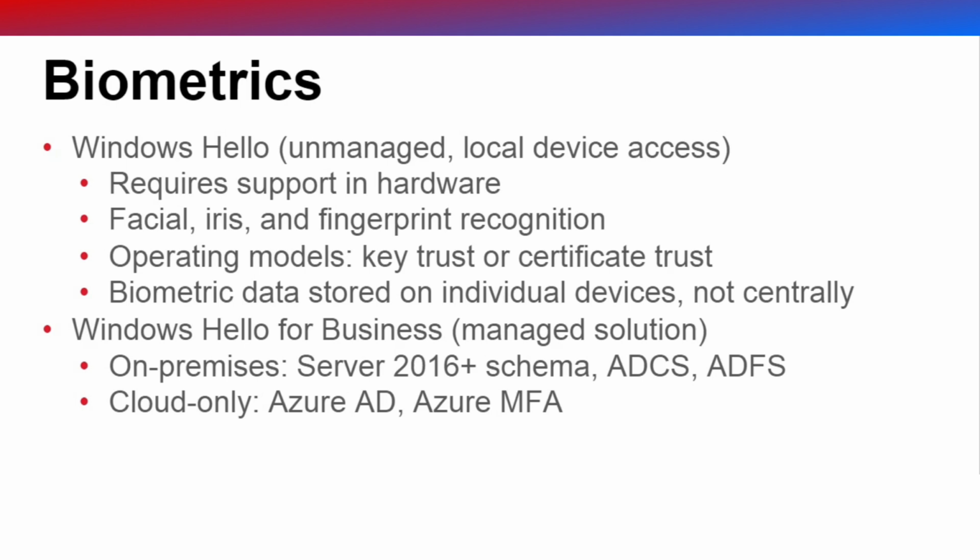And biometrics is one way to do that, because as you can see in bullet 5 on this slide, biometric data is actually stored on individual devices, not centrally. So in Windows 10 and 11, we have something called Windows Hello. There's an unmanaged flavor of that and a managed flavor. The unmanaged is for access to your local devices. And that works with facial recognition, iris, not retinal, but iris patterns, and then fingerprint recognition.